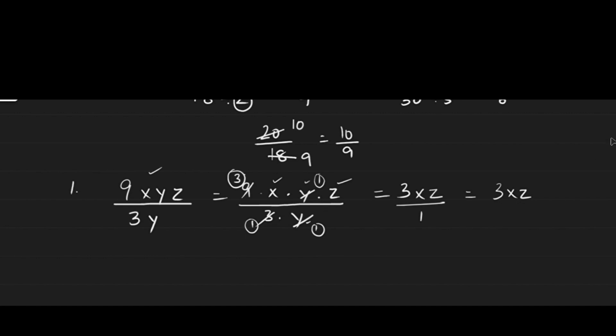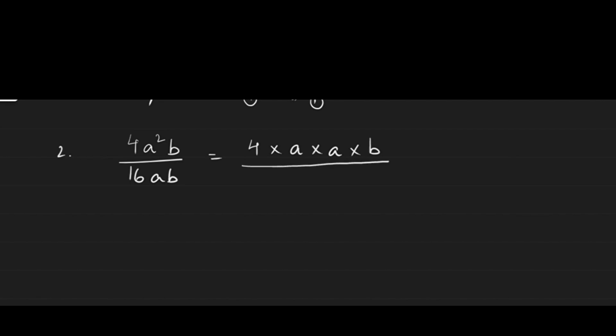Let's take some other examples. So 4a square b, and my denominator is 16ab. Let's write them in the form of a product of terms. So 4 times a square, and a square is clearly a times a, and this is b. And 16ab is 16 times a times b. I'm just writing them as a product of terms in order to distinguish them a little bit more. If you are comfortable cancelling at this step only, that is also correct.